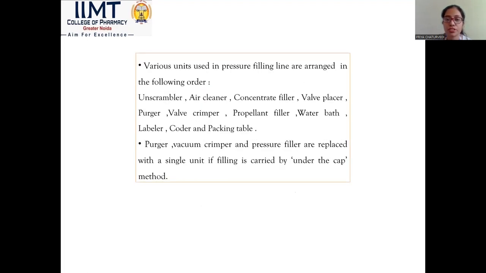Various units used in the pressure filling lines are arranged in the following order. Like you can see the order: first is unscrambler, then air cleaner, then the concentrate filler, then the valve placer, then the purger, then the valve crimper, then the propellant filler, then water bath, leveler, odor, and packing table.